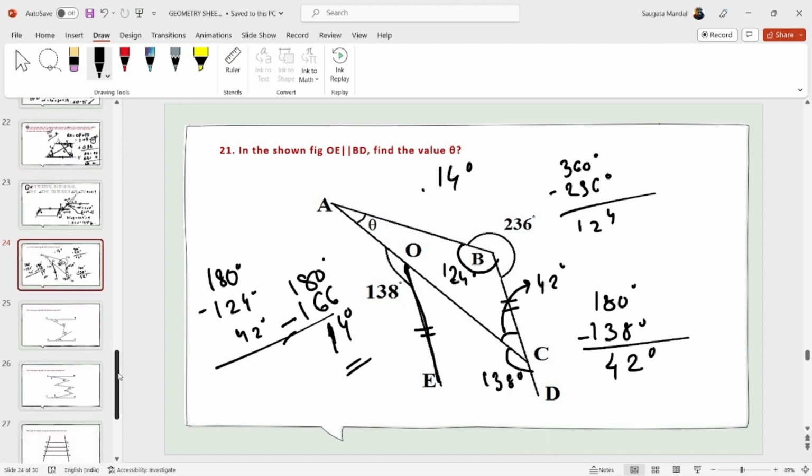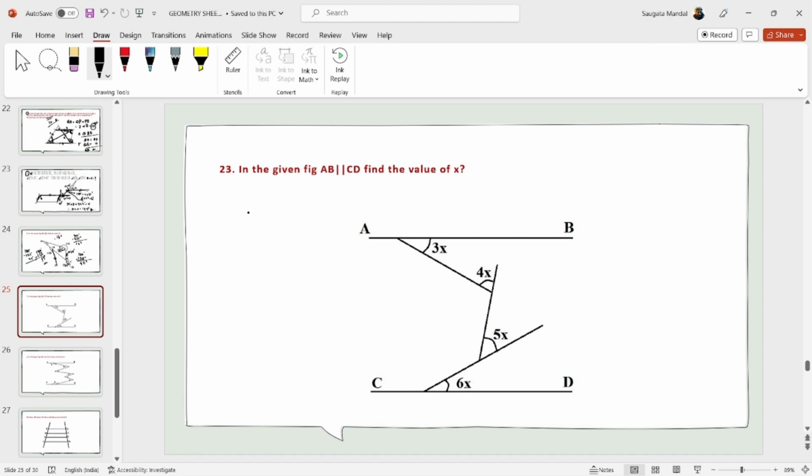Now move to the next question. In the given figure, AB is parallel to CD, find the value of x. We can extend this line and this line; two lines bisect each other. These angle and these angle are vertical opposite angles.